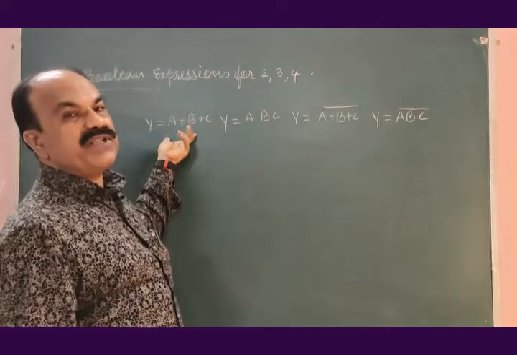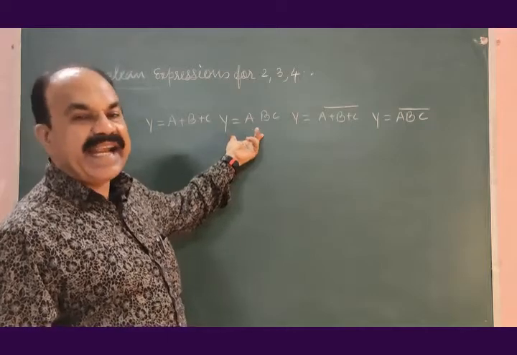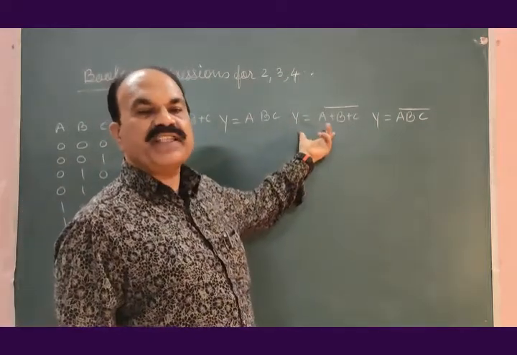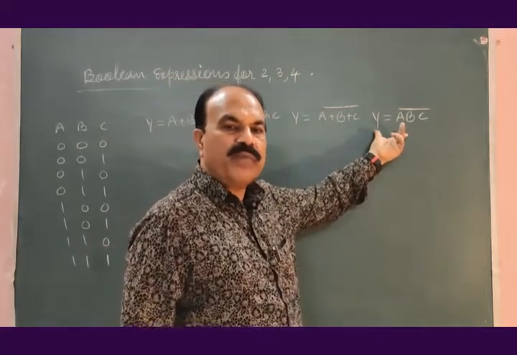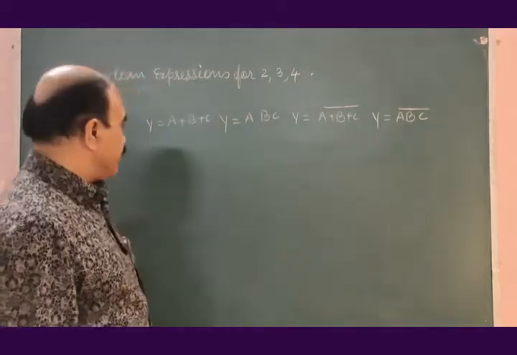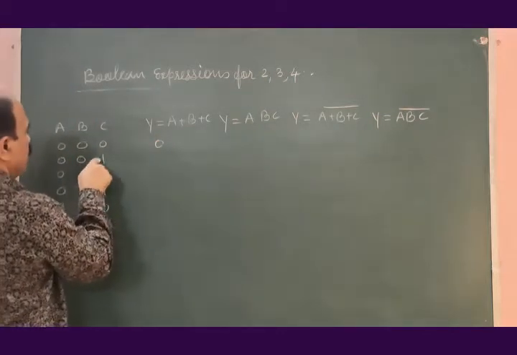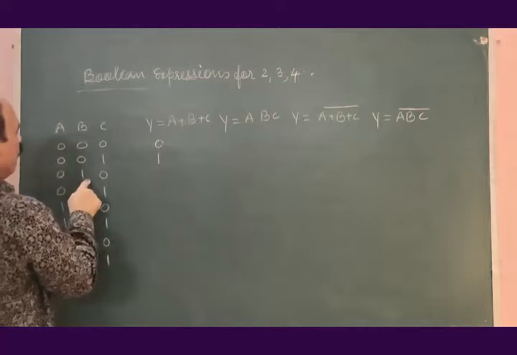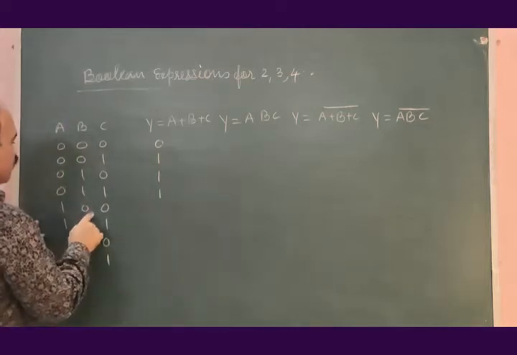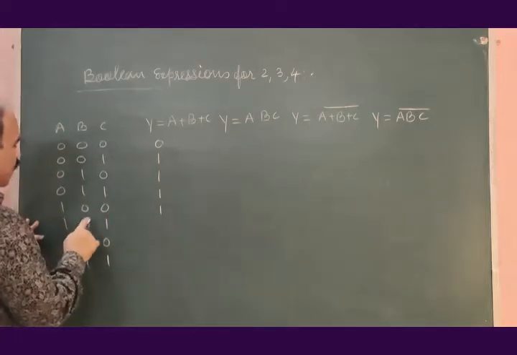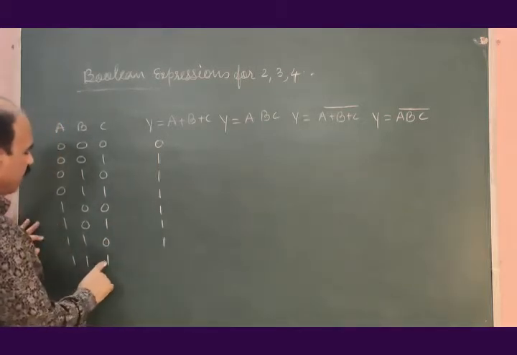So this is Boolean expression for ORing of three inputs. This is Boolean expression for ANDing of three inputs. This is Boolean expression for NOR of three inputs. This is Boolean expression for NAND of three inputs. For the OR outputs: 0, 0, 1, 1, 1, 1, 1, 1.